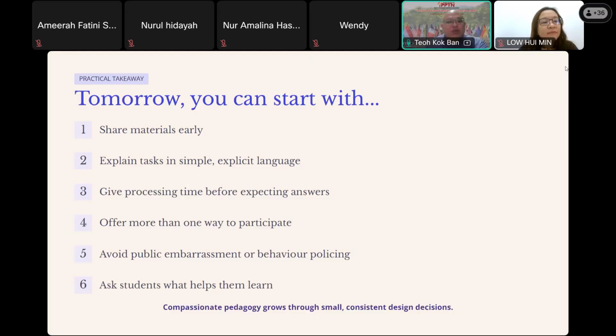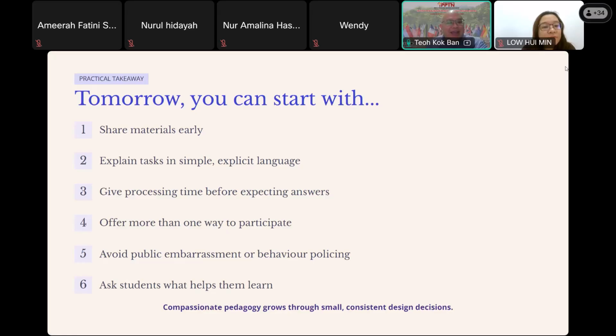Number three, give students some processing time before expecting an answer. Silence is golden, okay, and sometimes silence is good. That means your student is processing. Number four, offer more than one appropriate way to participate. And number five, avoid unnecessary public embarrassment for behavior policy. If you really want to talk to the students, you can find a place where it is respectful and harmless, where the student feels safe to open up.